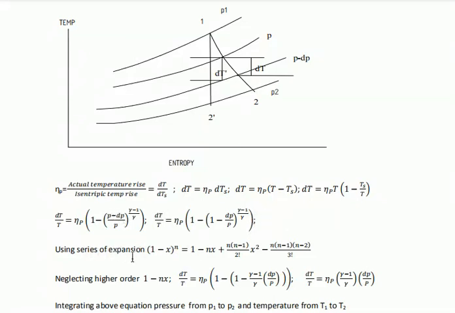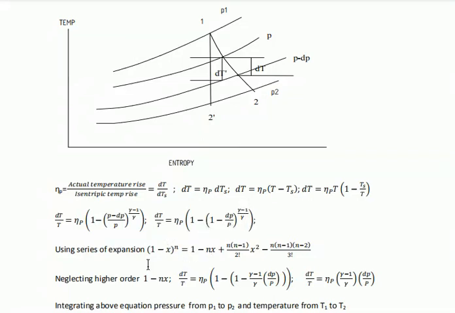Again using the series of expansion, (1 - x)^n = 1 - nx + n(n - 1)/2! x^2 - n(n - 1)(n - 2)/3! x^3. So by using these equations, we have to apply them to the above equation for dT/T. If you compare this with this, here n is equal to (gamma - 1)/gamma, and dP/P is nothing but x here.